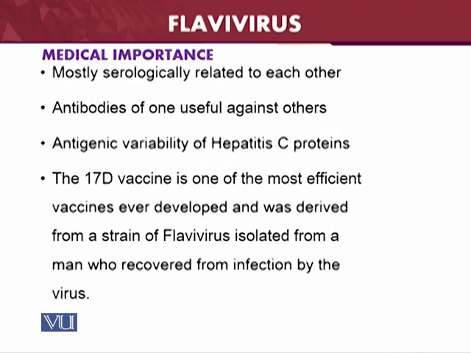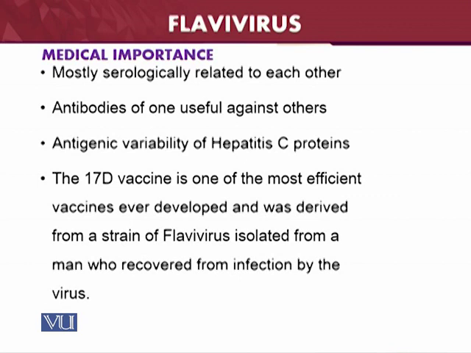Now the medical importance of the flaviviruses. They are mostly serologically related to each other. It is a very important property of the flaviviruses that from a serological point of view, they are related to each other. So we can use the antibodies from one virus to treat another virus. Antibodies are used for treatment when the disease is already prevalent. Vaccines are often used before the disease happens, and the antibodies or immunogenics are used after the disease has become prevalent. So in this way, it is very important that we can use the antibodies for one virus against the other ones.